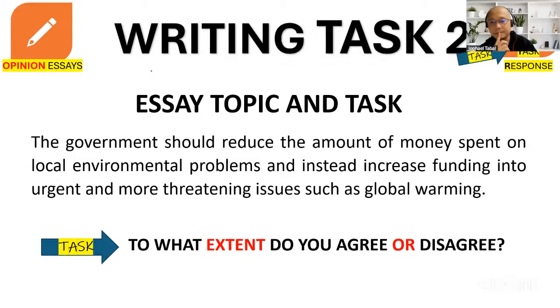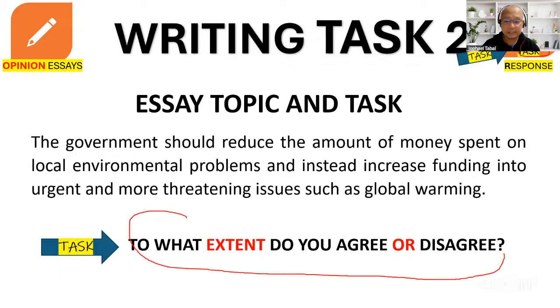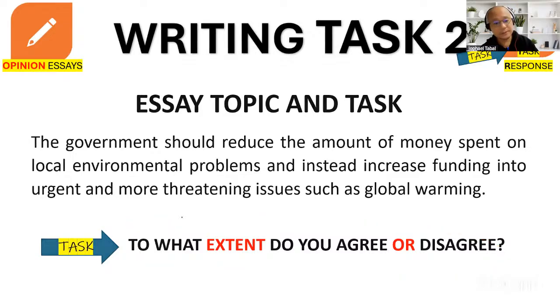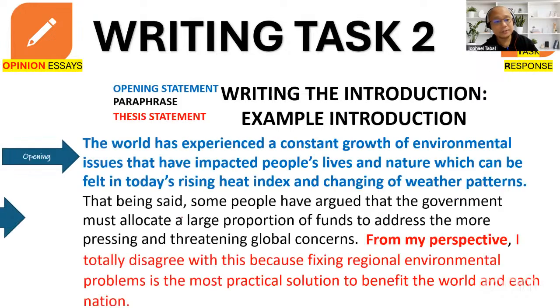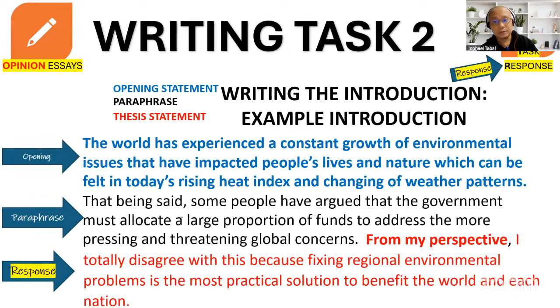Right. So that's your strategy in presenting the advantages and disadvantages part. So that is what it's called here, task response. This is our task: to what extent do you agree or disagree? So the task here is the type of question, and the response here is the answer to the question, which is this one.